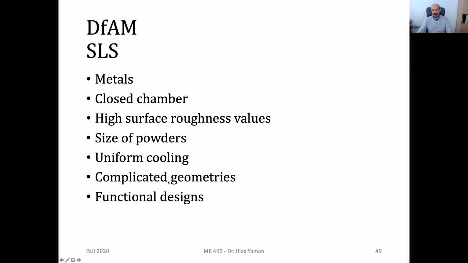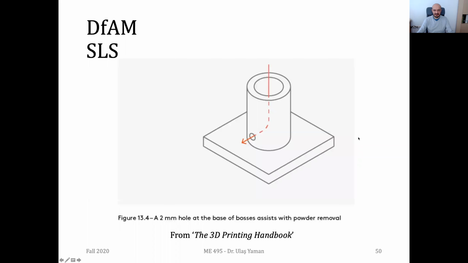But the advantage is, as you know, you can easily produce highly complicated products since the parts are fabricated in a powder bath. You don't need to use support structures, especially for polymers, but for metals, as you remember, in order to dissipate heat, we prefer to have some support structures around the body. With the help of it, obviously, you can produce functional designs and moving assemblies. These are all possible with SLS.